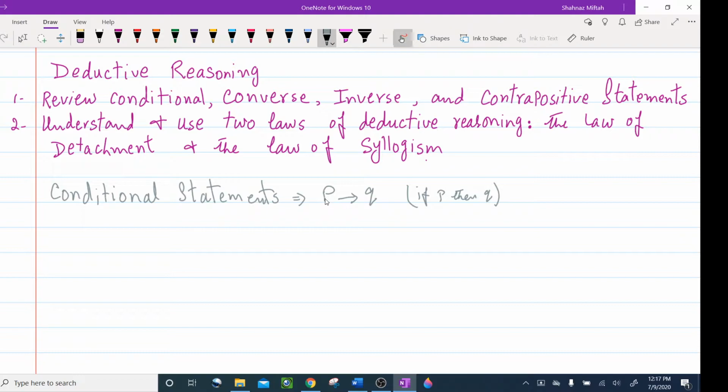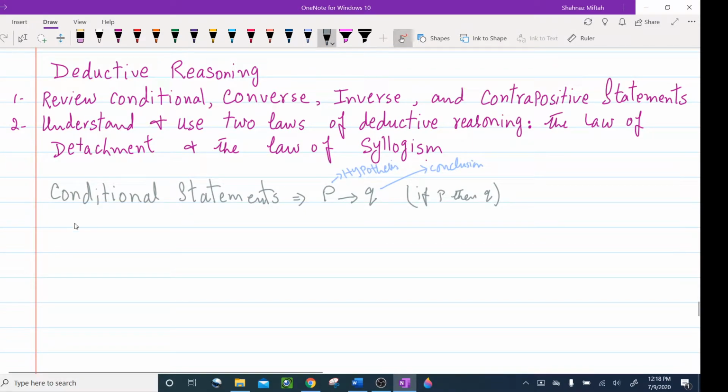Okay, what is P? Please watch the video on conditional statements. I will link it above. Do you see, P is the hypothesis, Q is the conclusion. Okay, that's a conditional statement.